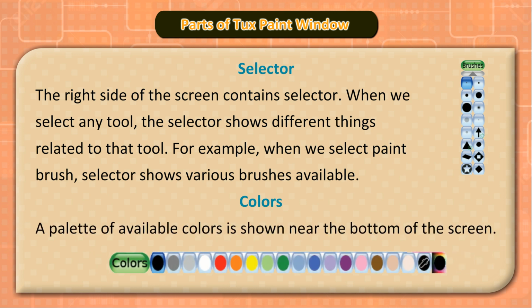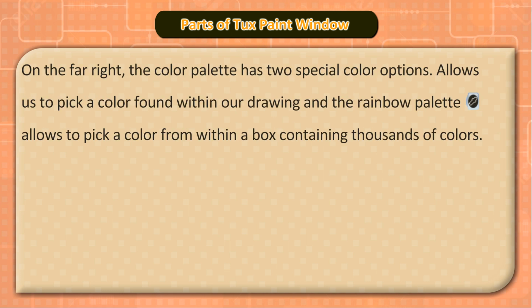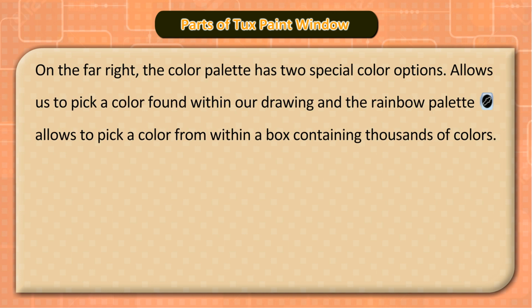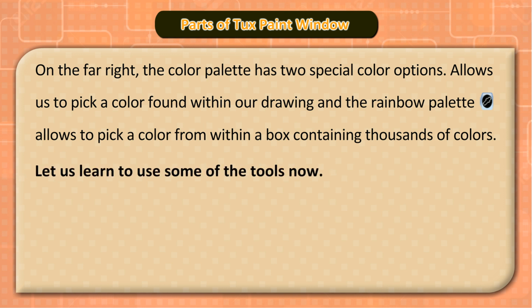Colors. A palette of available colors is shown near the bottom of the screen. On the far right, the color palette has 2 special color options. One allows us to pick a color found within our drawing, and the rainbow palette allows us to pick a color from within a box containing thousands of colors. Let us learn to use some of the tools now.